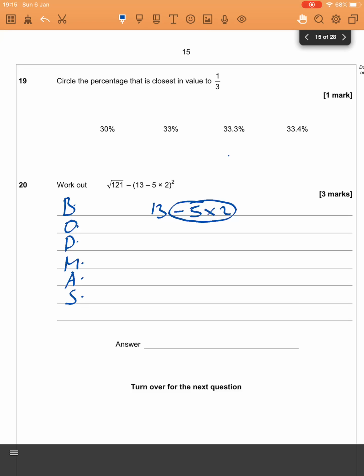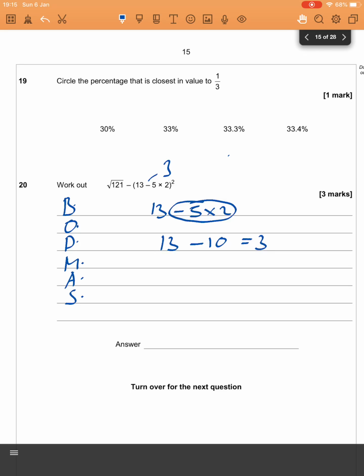So we can now work that out. 5 times 2 is 10. So 13 take away 10 is 3. So the contents of the bracket is equal to 3. And that's got the first mark.